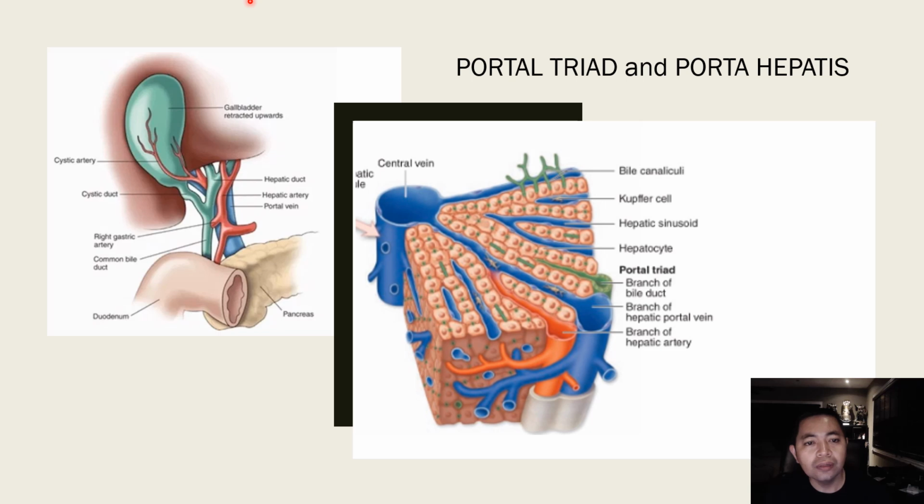The common hepatic artery, the portal vein, and the common bile duct course along in close proximity as they exit the liver. This anatomical association is used to identify the common bile duct during sonography. The common bile duct lies anterior to the portal vein and lateral to the hepatic artery.